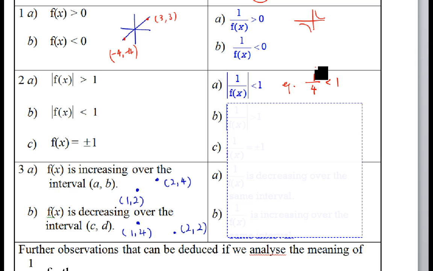Correct or not? Yes? You take 4 and then take the reciprocal, you will get a number that is definitely smaller than 1. You take negative 4, take the reciprocal, you will still get a number with absolute value smaller than 1. This one will also be true. Correct?